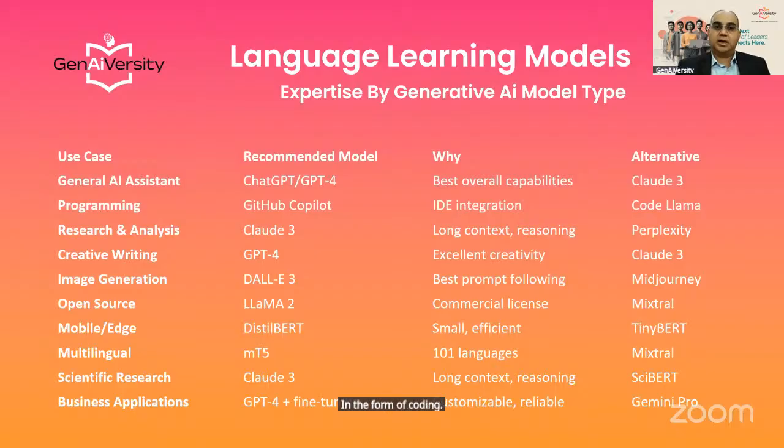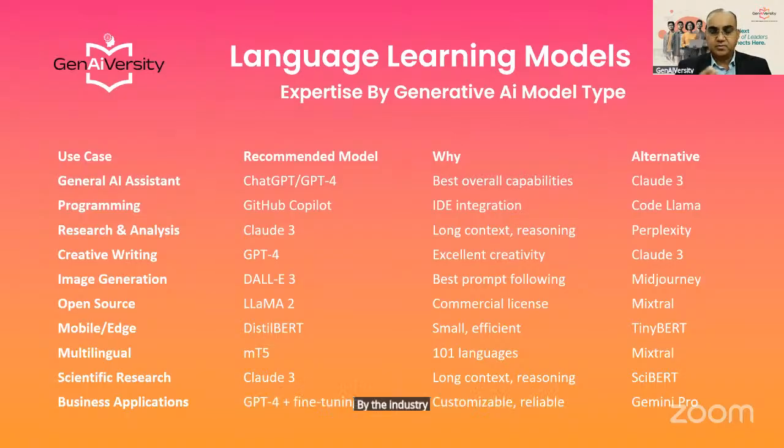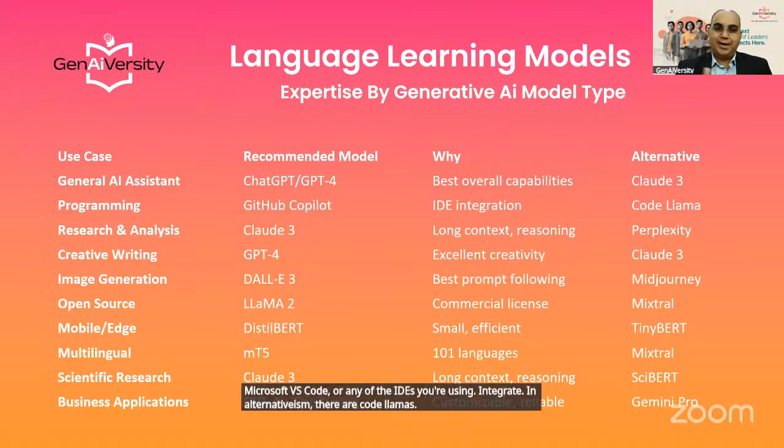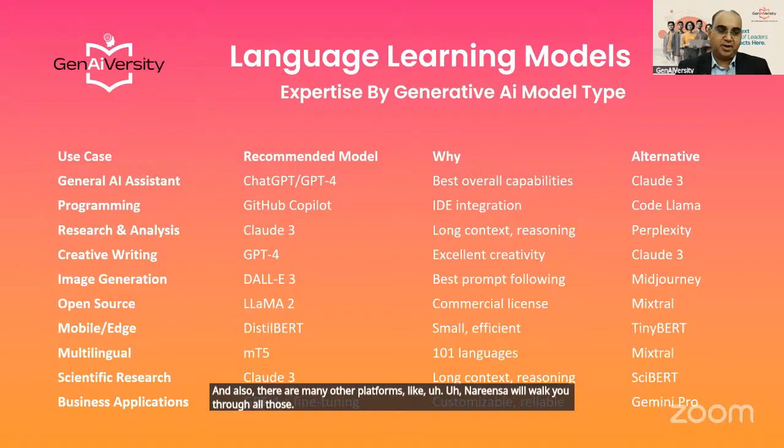All these language learning models, all these agent AI models, are being trained. Some of the models are trained to write content in the form of coding. The specialty is GitHub Copilot, which everybody knows. I'm sure you must have heard about GitHub Copilot, where the source code is managed by the software industry. IDE integration: Microsoft VS Code or any of the IDEs you are using can integrate it. An alternative is Code Llama. And there are many other platforms, which Narendra will walk you through while he's developing it.